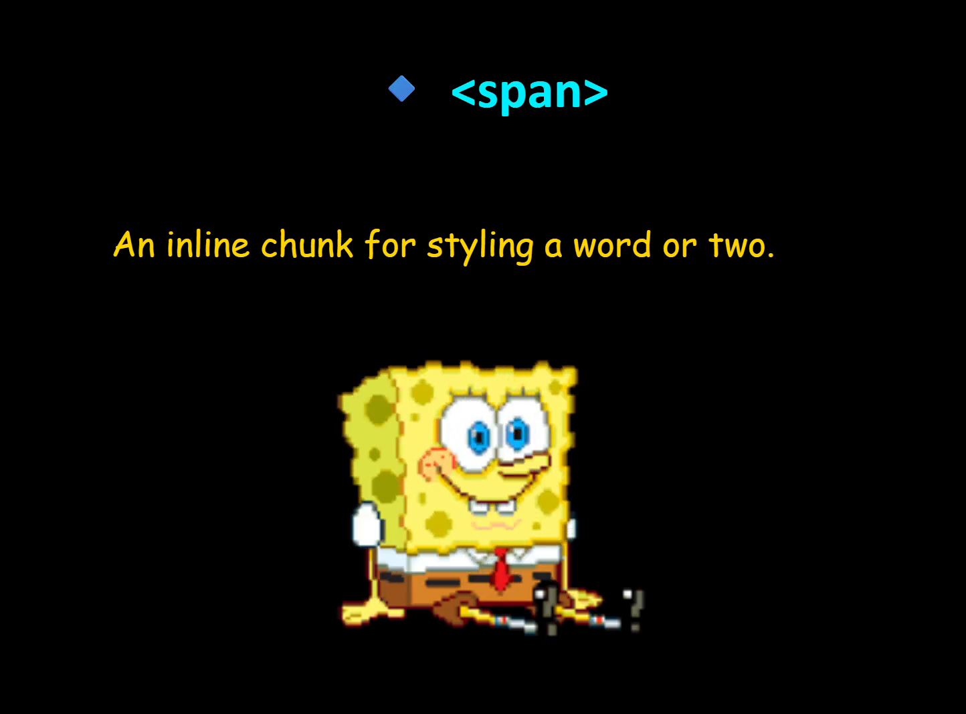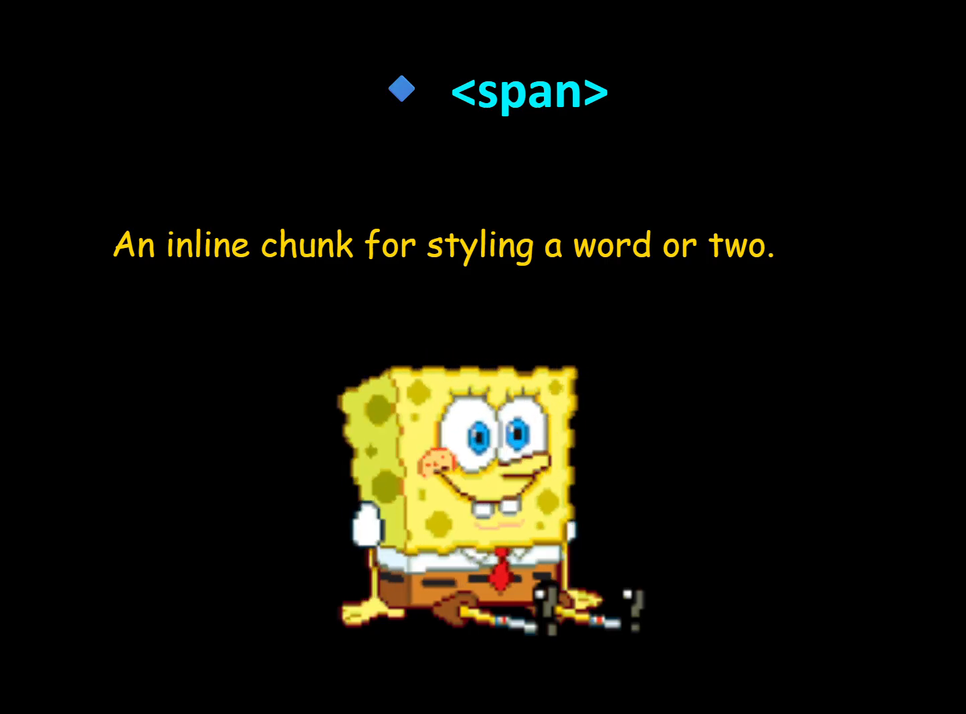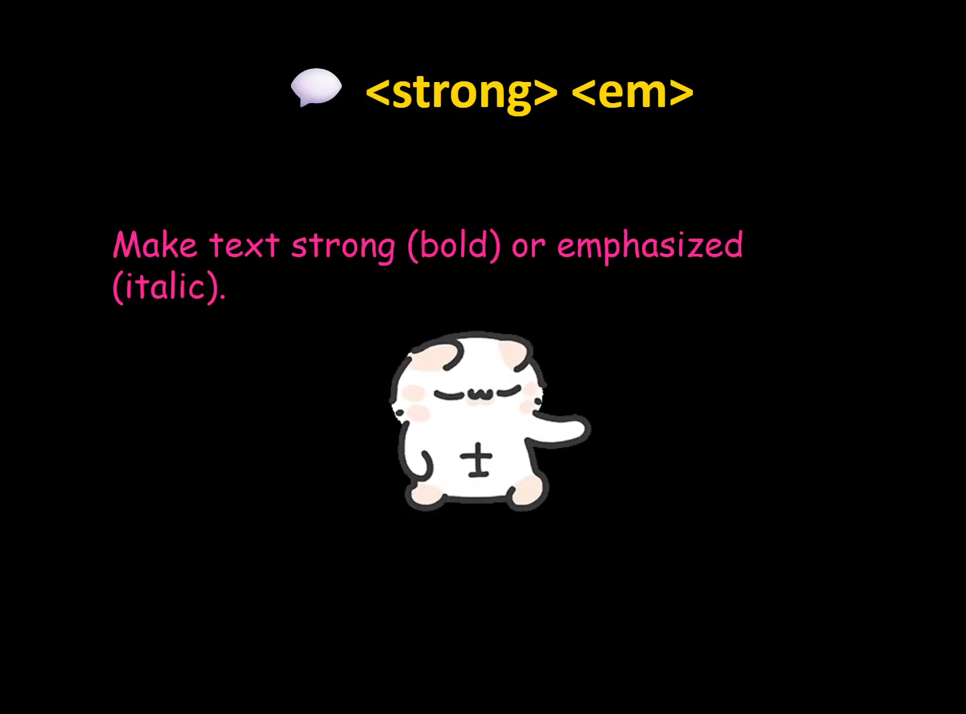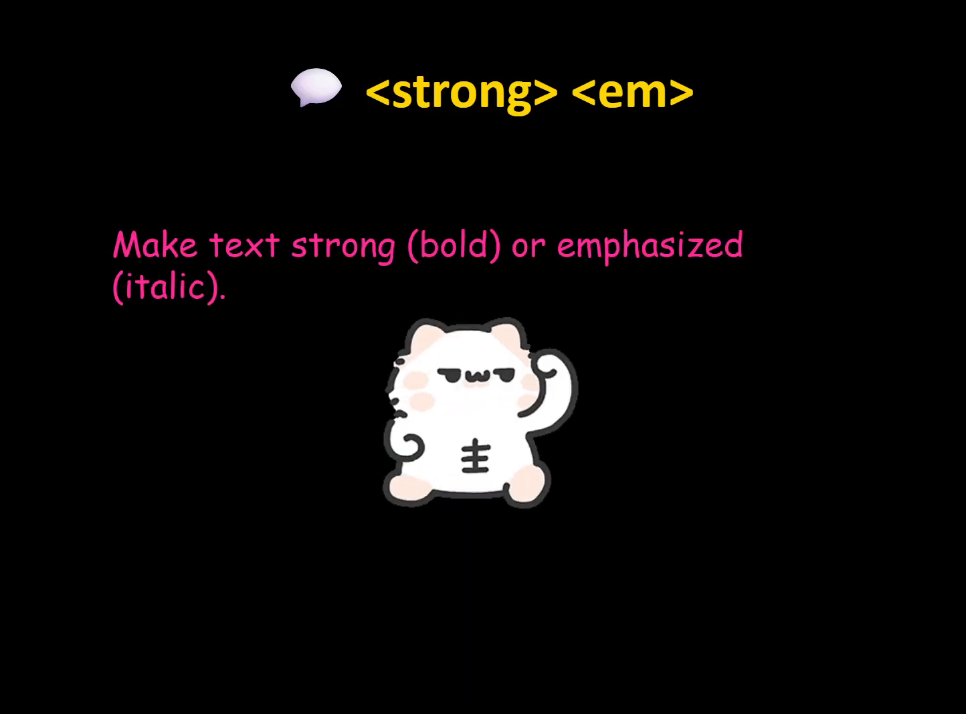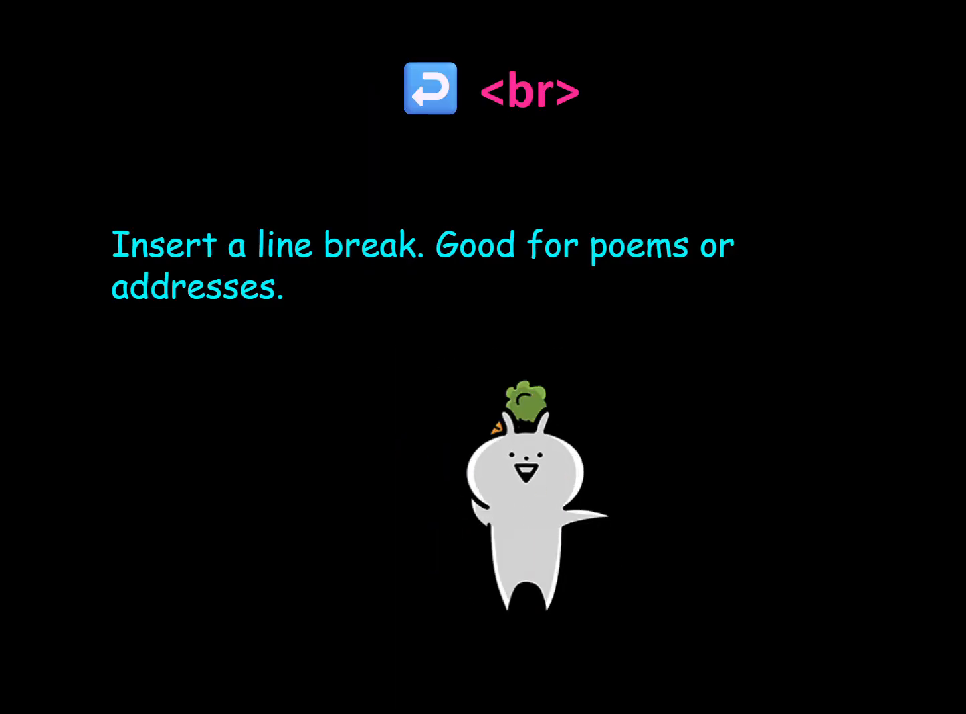It's like inline chunk for styling a word or two. So it's only like 2 words get styled. It's kind of like that. Then it's strong and EM. You can also use B, so like B for making text bold, and italics, it's probably I, but you can also use these. Just pause and read it out if you want more explanation.